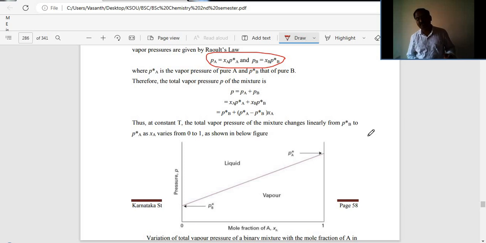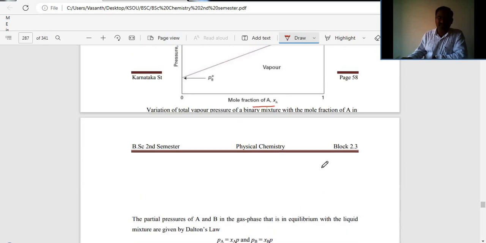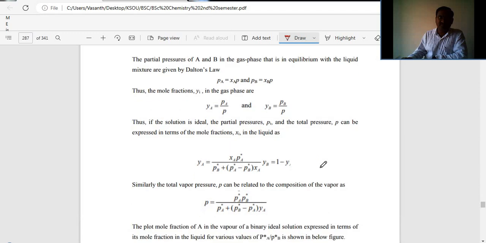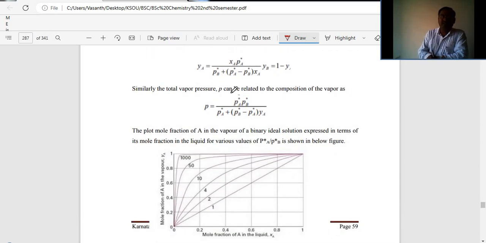Just we have to substitute to finally derive this one here. P is equal to P star A plus (P star B minus P star A) into X. Just we draw the diagram of this. Here mole fractions, here vapor pressure. This is the vapor pressure.